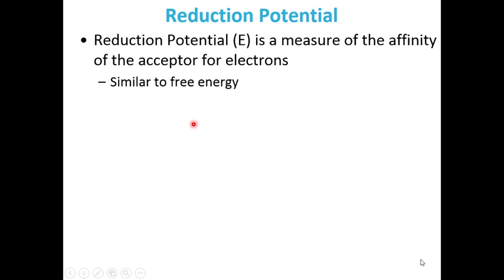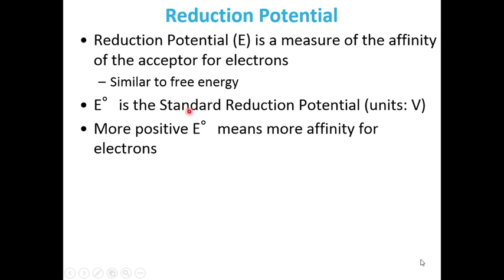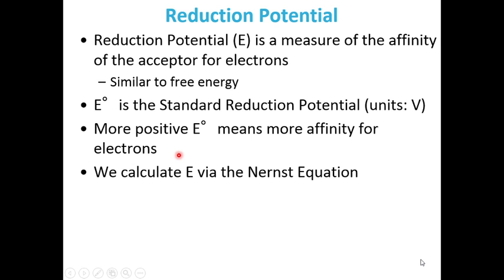Now let us understand what reduction potential is. Reduction potential, E, is a measure of the affinity of the acceptor for electrons. This is similar to free energy. E0 is the standard reduction potential, and the units for this is volts. More positive E0 means more affinity for electrons.